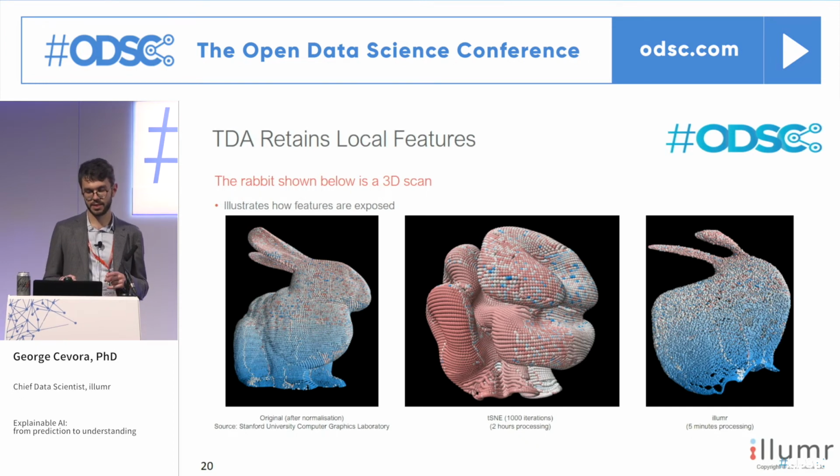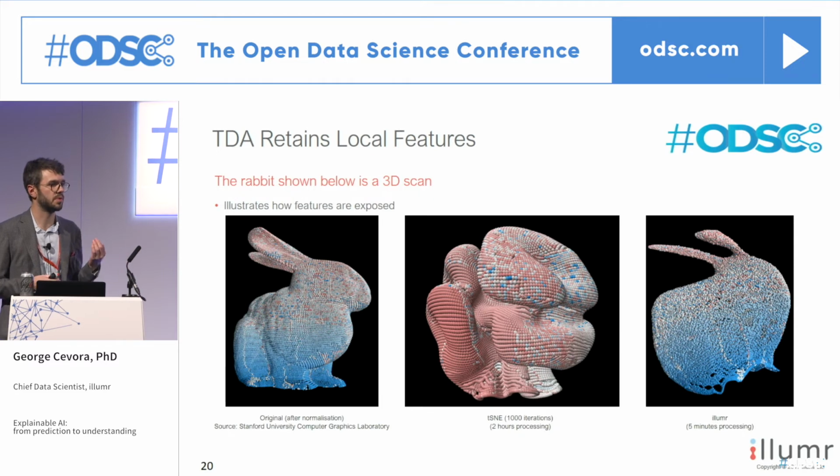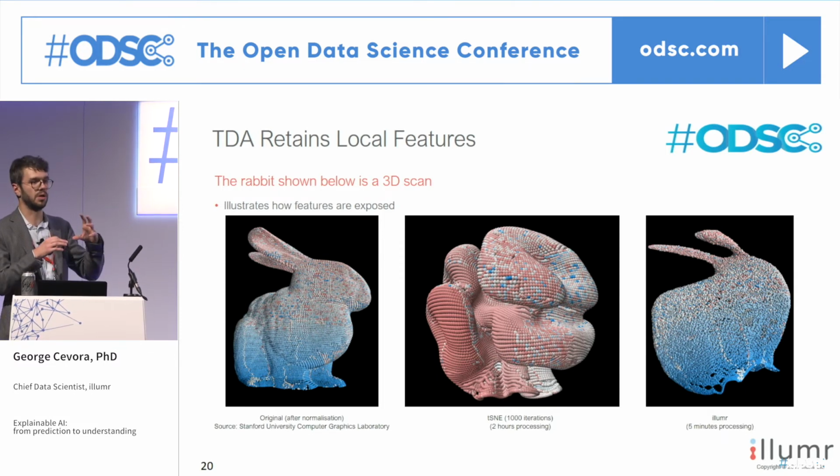On the right-hand side, you get the rabbit processed with our algorithms. And as I said, the local comparisons are meaningful for us. So we are good at preserving local features, such as the ears. They are a very prominent feature in this data set. However, the global features are not preserved as well.